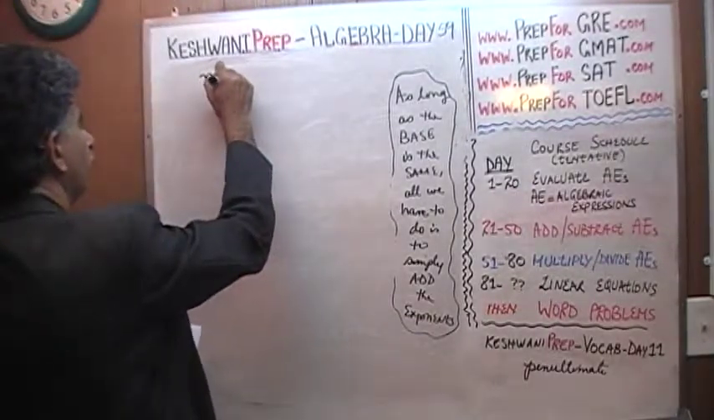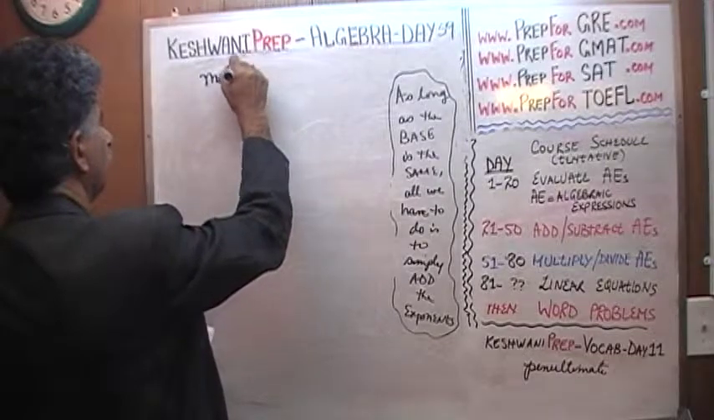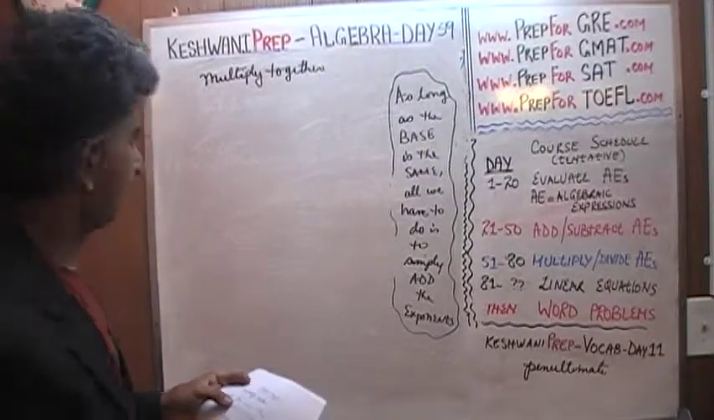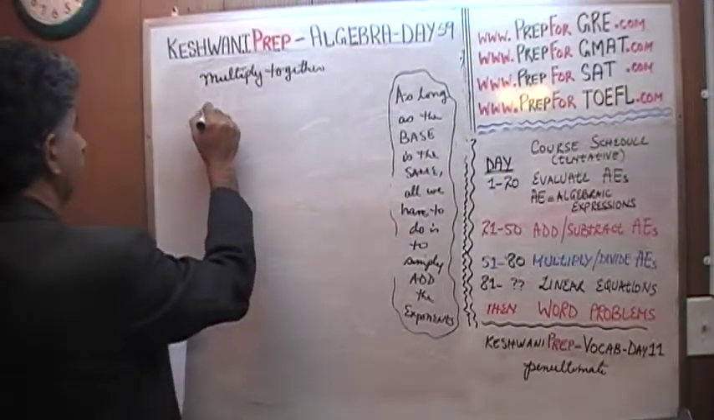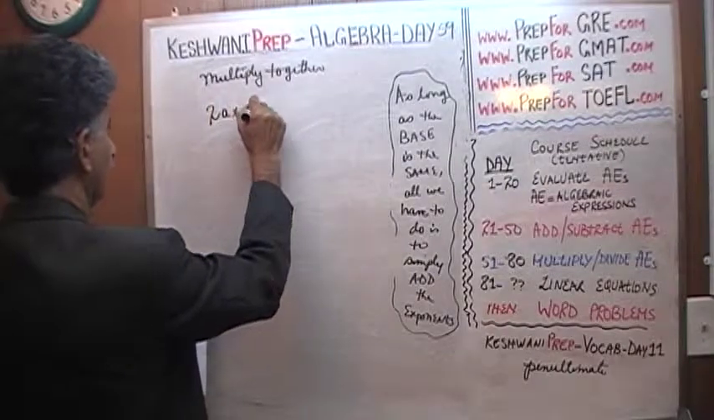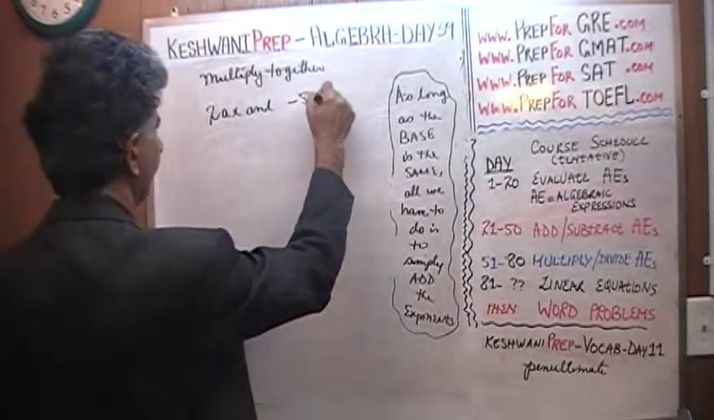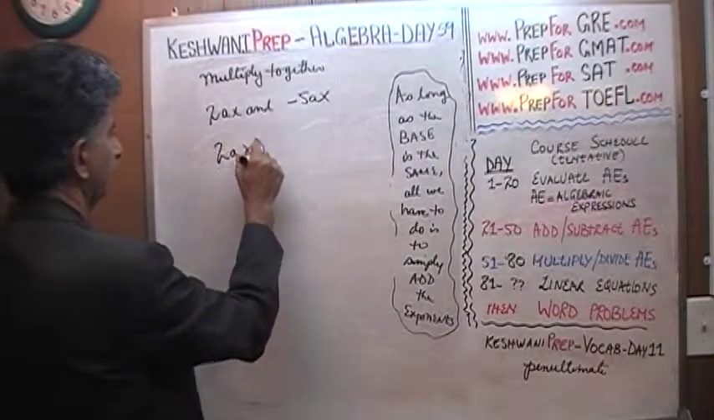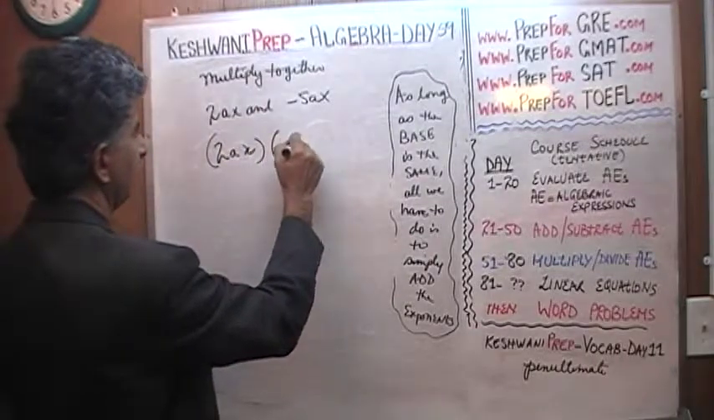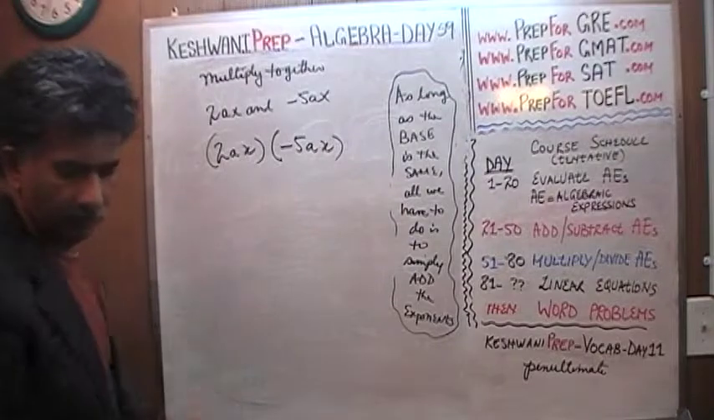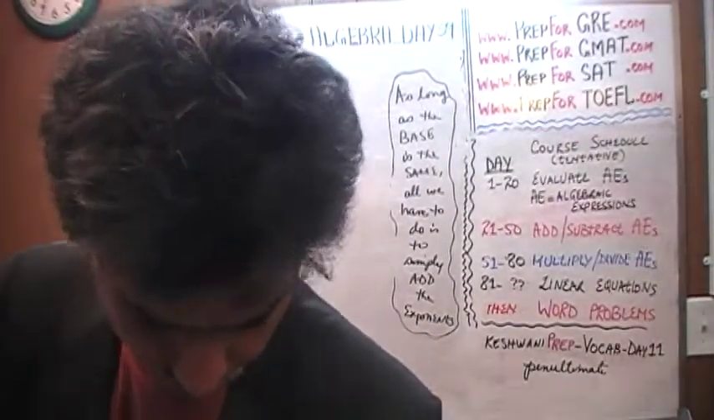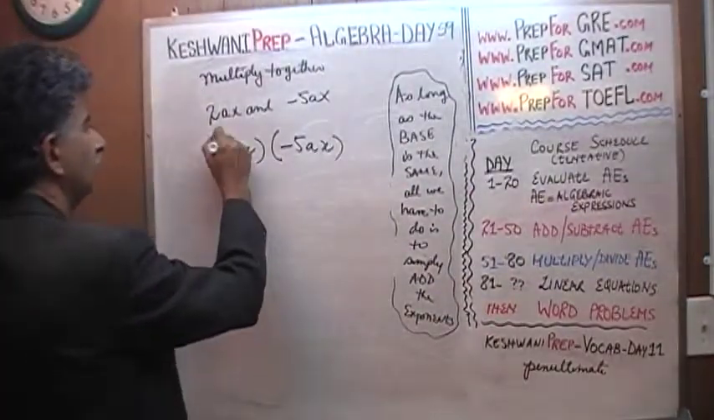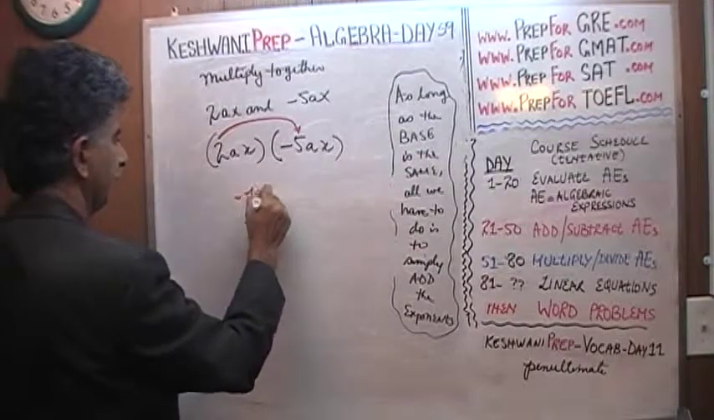We are asked to simply multiply together whatever expressions we're given. Here's the first one. Multiply together 2ax and negative 5ax. Well, let's see. 2ax times negative 5ax. Very straightforward, very simple. Two times negative 5 is going to give us negative 10.